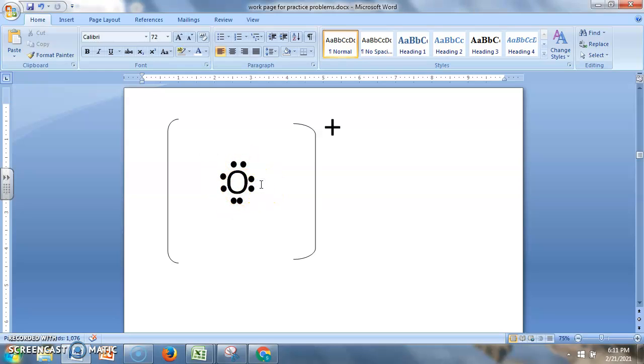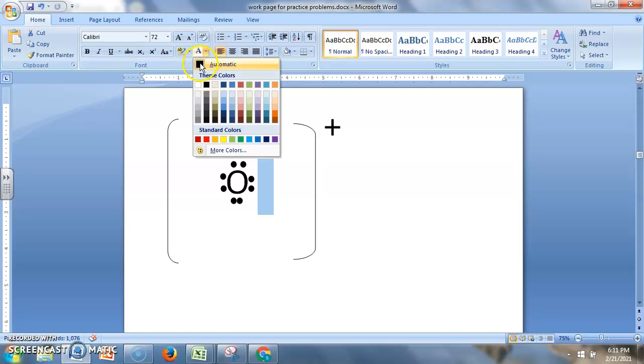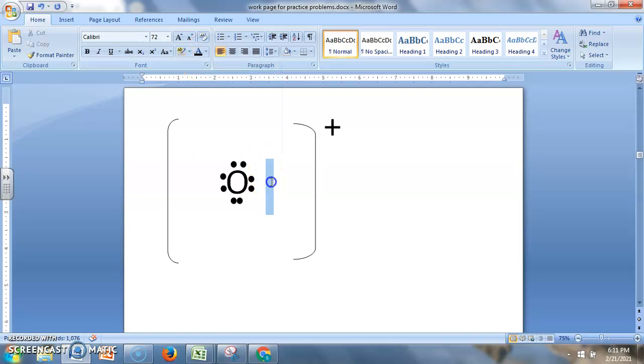There they are. Wherever there's a pair, we can attach a hydrogen. So I can put a hydrogen right over here. I can attach a hydrogen on this side to this pair, and I could attach a hydrogen to this pair right here on the bottom, and we have the hydronium ion.